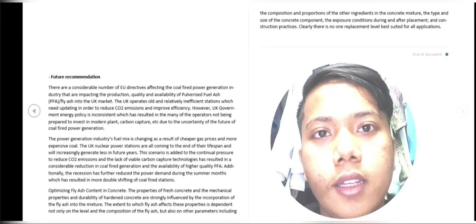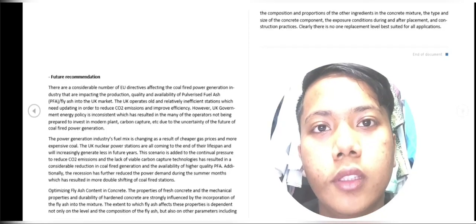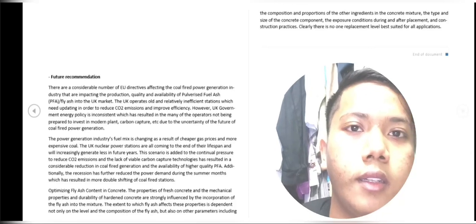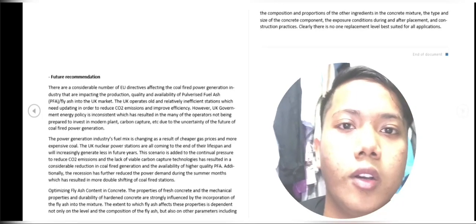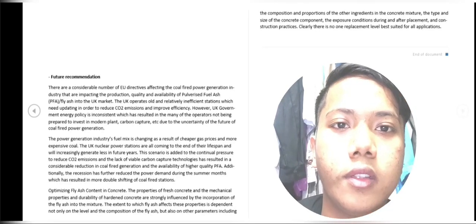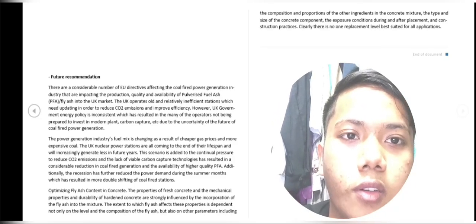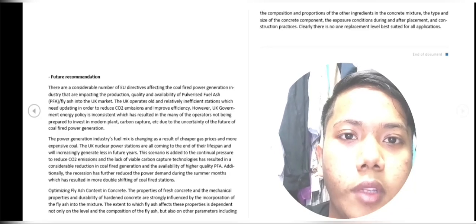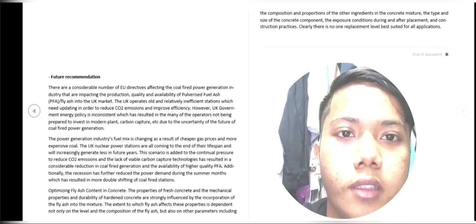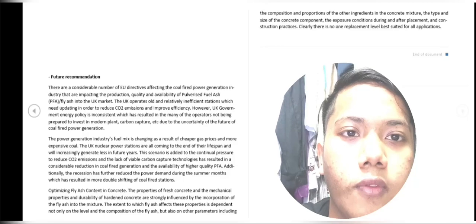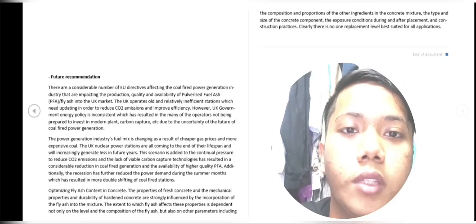Okay, lastly, our future recommendation is optimizing fly ash content in concrete. The properties of fresh concrete and the mechanical properties and durability of hardened concrete are strongly influenced by the incorporation of fly ash into the mixture.